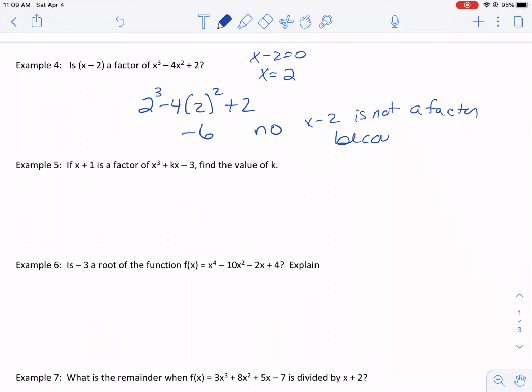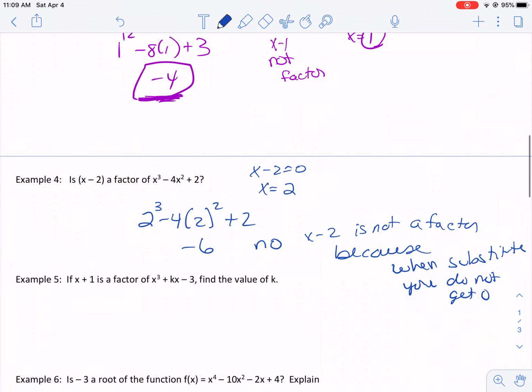And if they say explain, then you can say because when you substitute, you do not get 0.